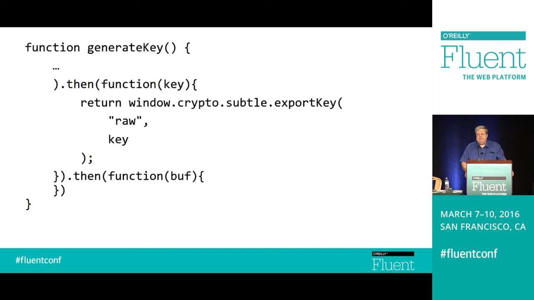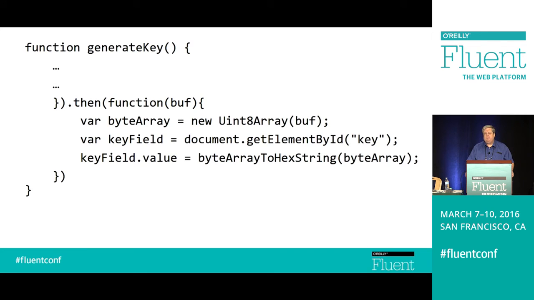I don't want to go too fast here because this is a little tricky at this point. This is our second asynchronous operation. Okay, what do we do with that buffer? Well, that turns out to be the easy part. We cast it to a byte array so that the individual bytes can be manipulated. We find the field in the form we want to put it in, and then we put in the hex string version of that byte array. We use a helper function to convert the byte array to a hex string.